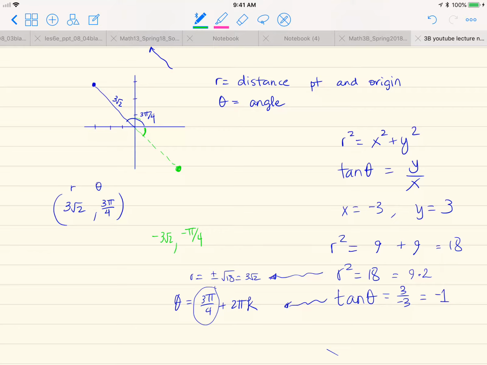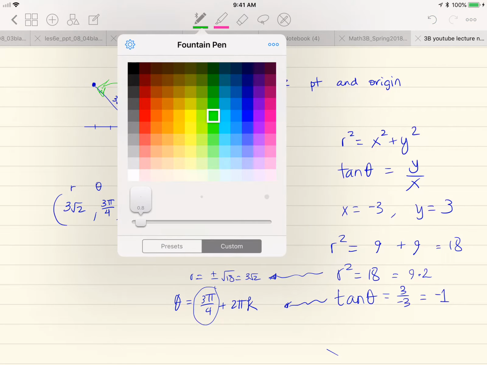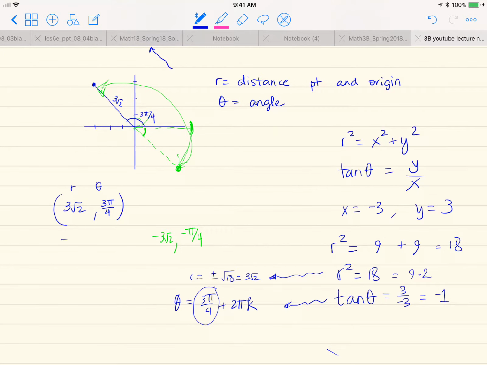So go out 3 root 2. Right, so r is 3 root 2. And we want to go down pi over 4, right? And then flip it. And that would get us back here. So that'll work. So we could also have negative 3 root 2, comma, negative pi over 4.